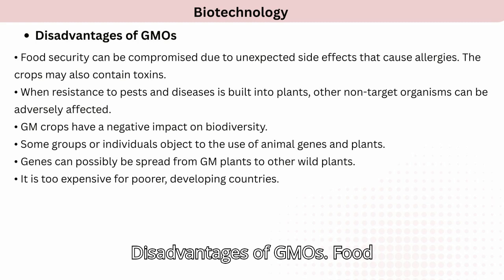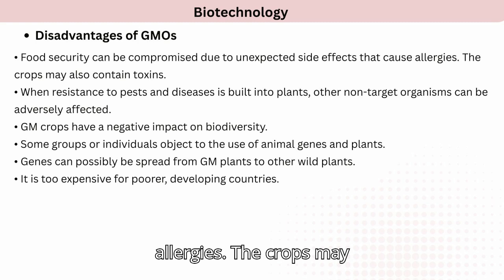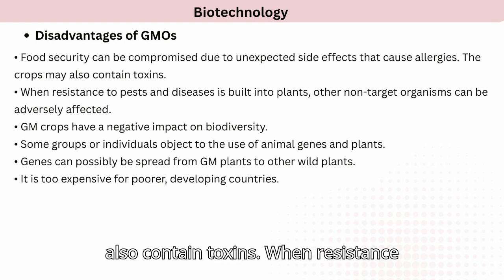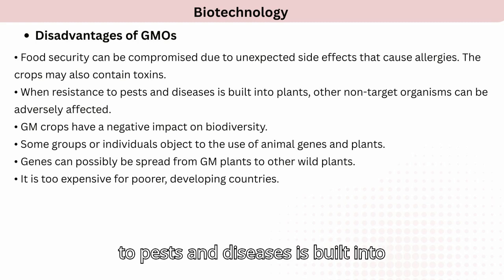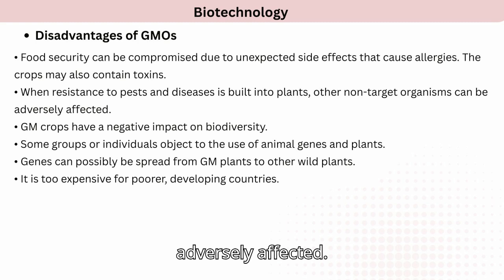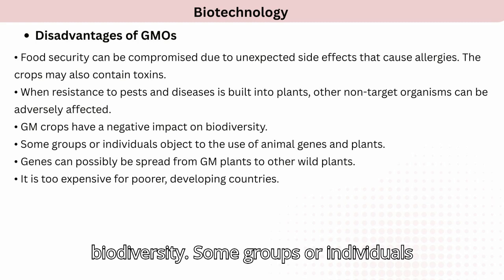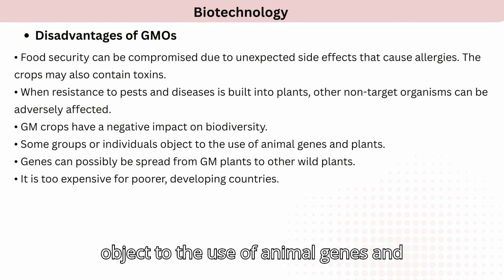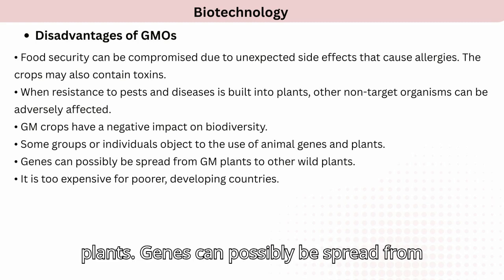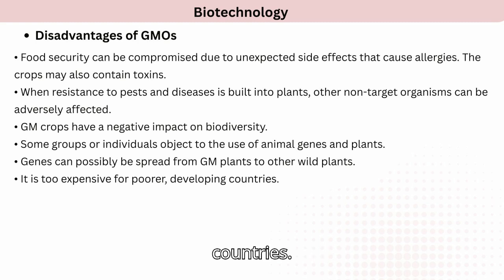Disadvantages of GMOs. Food security can be compromised due to unexpected side effects that cause allergies. The crops may also contain toxins. When resistance to pests and diseases is built into plants, other non-target organisms can be adversely affected. GM crops have a negative impact on biodiversity. Some groups or individuals object to the use of animal genes in plants. Genes can possibly be spread from GM plants to other wild plants. It is too expensive for poorer, developing countries.